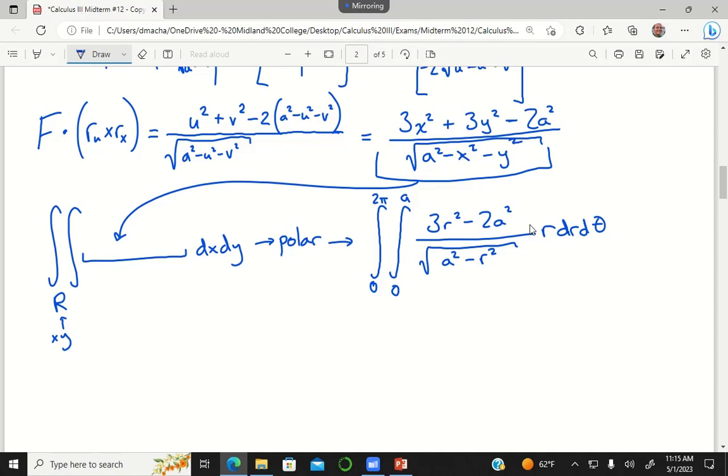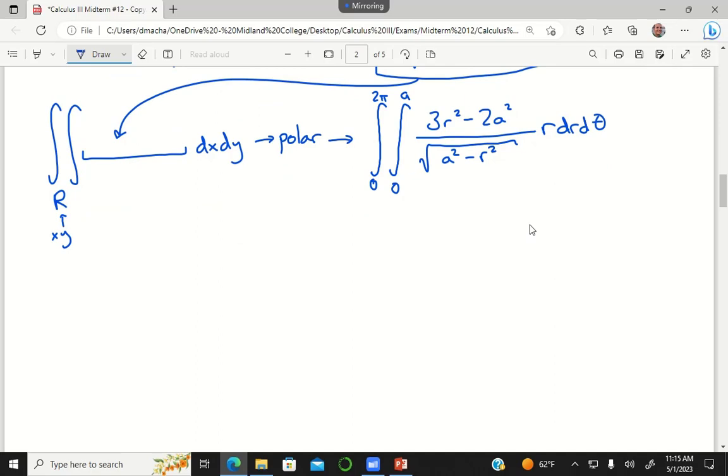Now at this point, we should notice that there's no thetas in my integrand, right? And so the whole inside integral is a constant with respect to theta. So you can think about taking the inside integral and pulling it out of the outside integral. The integral from 0 to 2 pi with respect to theta is just 2 pi. So that whole outside integral is just going to result in a constant 2 pi.